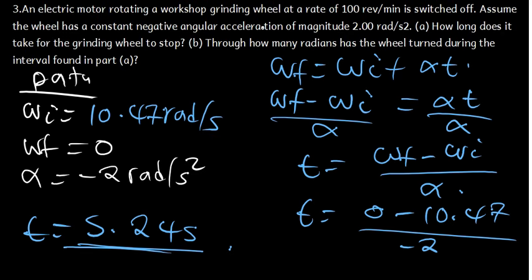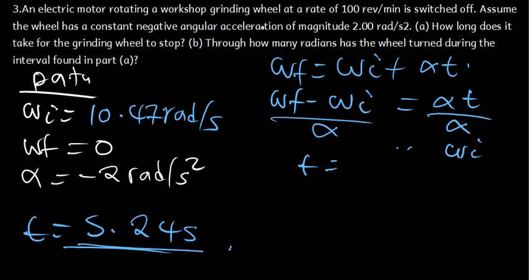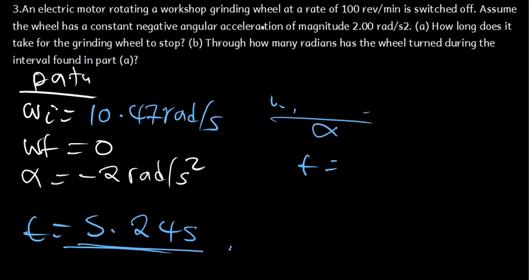Okay. Now, another question here is part C. Part C is saying, through how many radians has the wheel turned during the interval found in part A? So now they are asking about the time which we have just found here. This is seconds, by the way. Let's not be confused, it is seconds. So now we want to find the theta.